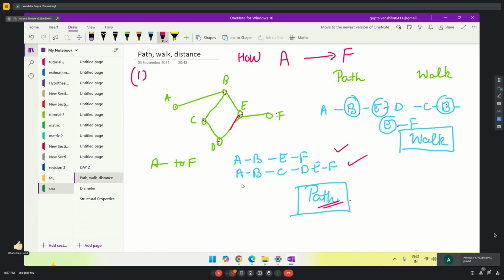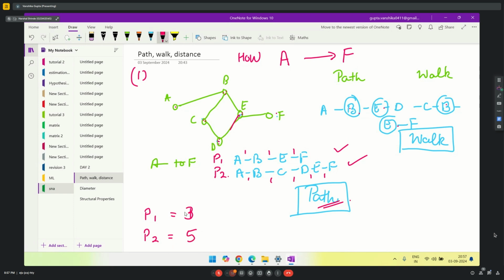Now comes the concept of distance. In the same question, let's say this was the first path and this was the second path. I want to know the distance of the first path and the second path. Distance is nothing but the number of edges you travel: from A to B, one edge; B to E, second edge; E to F, third edge. So this is 1, 1, 1. Total edges are 3, so the distance for path 1 will be 3. In the same way, the distance for path 2 will be 1, 1, 1, 1, 1, that is 5.